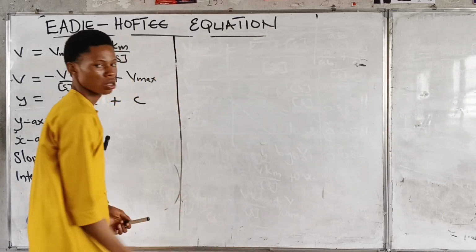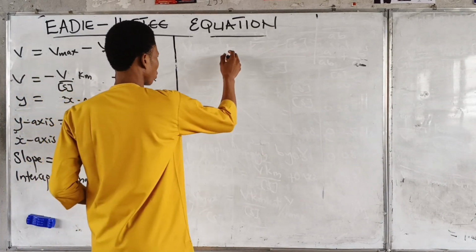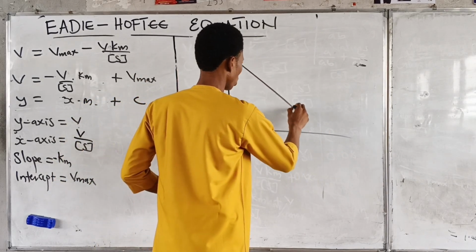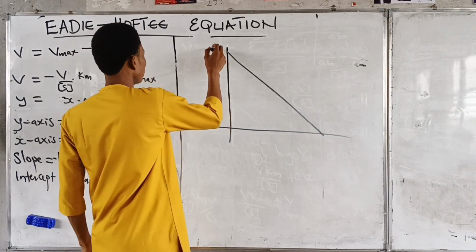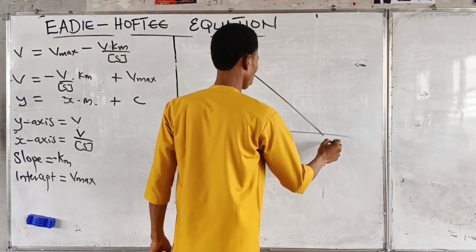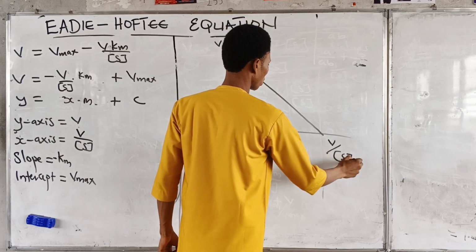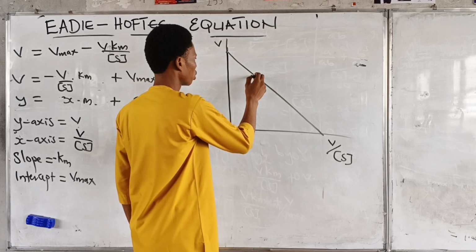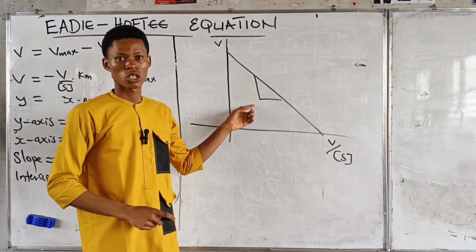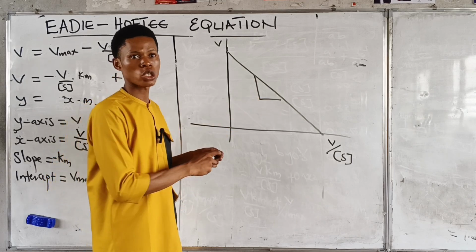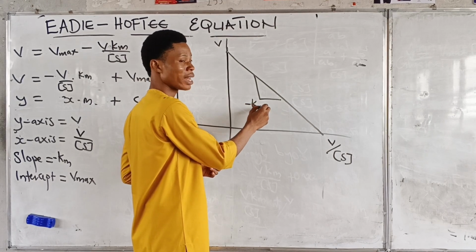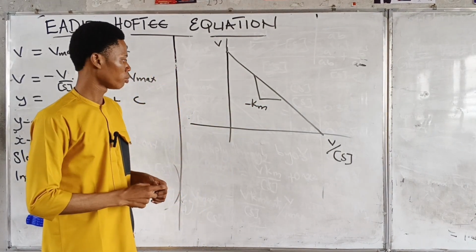So EADIE HOFTEE will be giving us something like this. Y-axis, what are we plotting here? On the y-axis, V, right? On the x-axis, what? V over S. Now, the slope here will be negative, right? Our slope is what? Minus what? Minus Km, right? Our slope is minus Km.